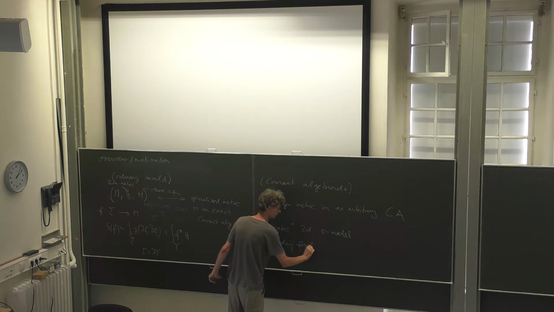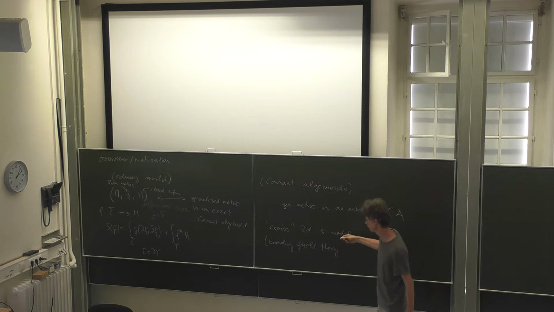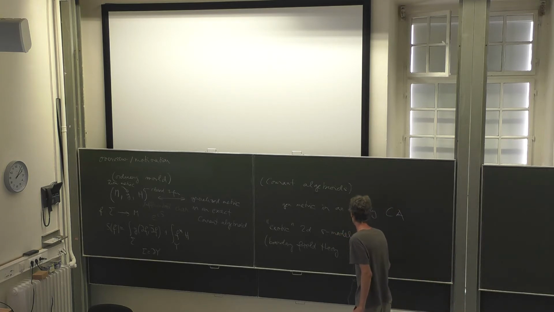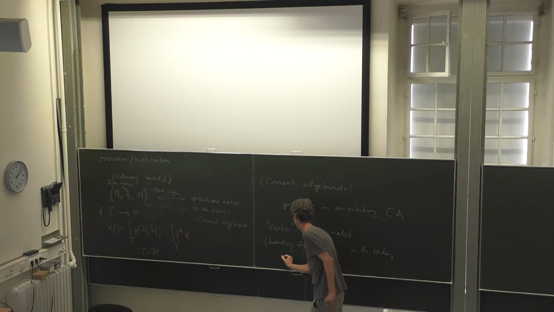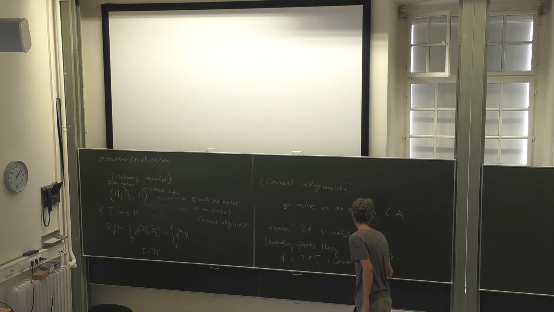which is happening on the boundary of some topological field theory, and the topological field theory is what is called the Courant sigma model.